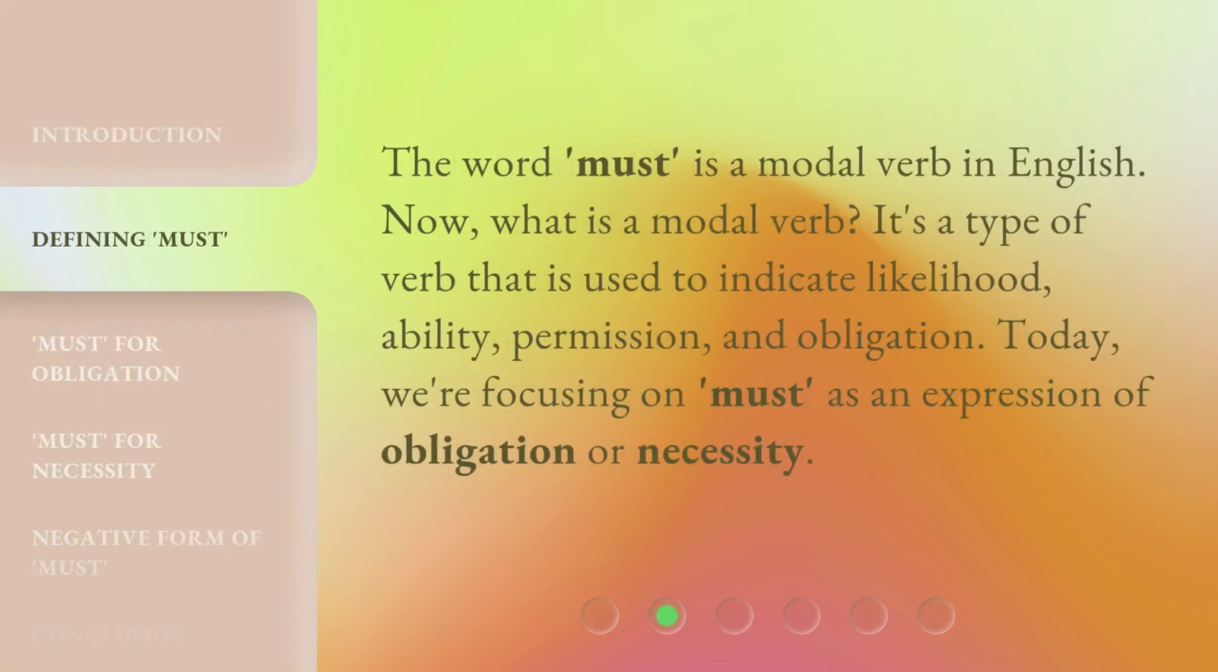The word must is a modal verb in English. Now, what is a modal verb? It's a type of verb that is used to indicate likelihood, ability, permission, and obligation. Today, we're focusing on must as an expression of obligation or necessity.